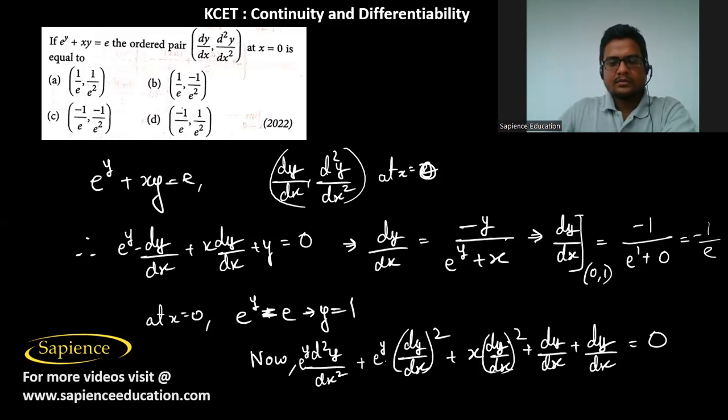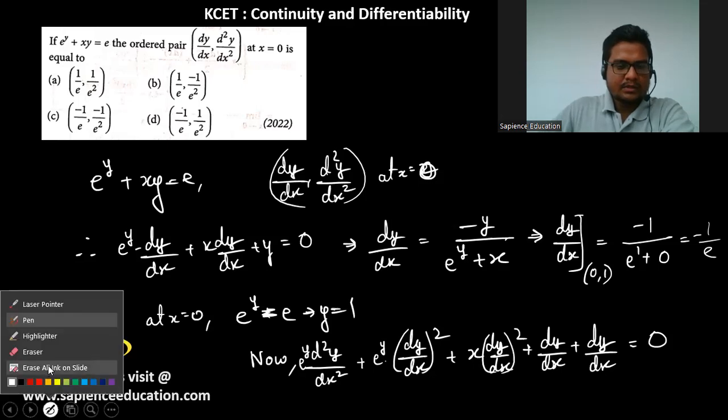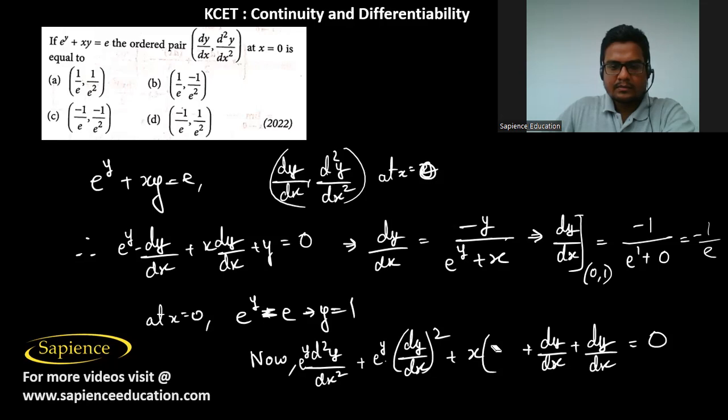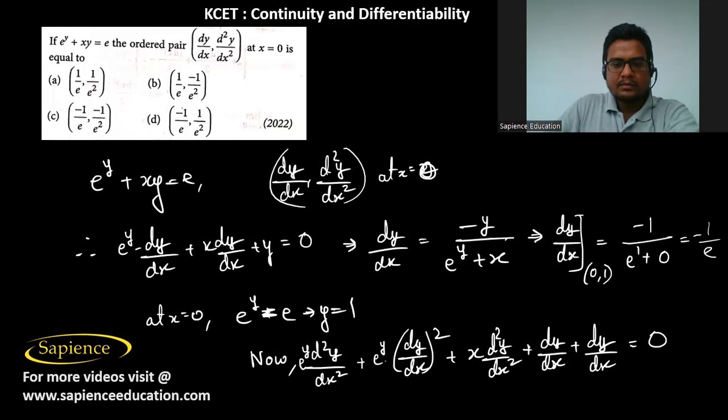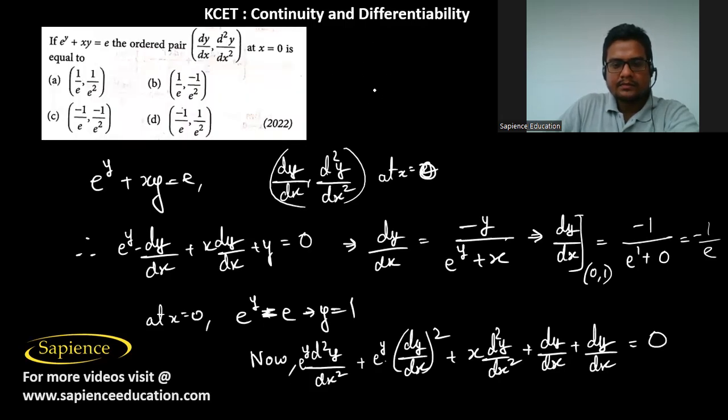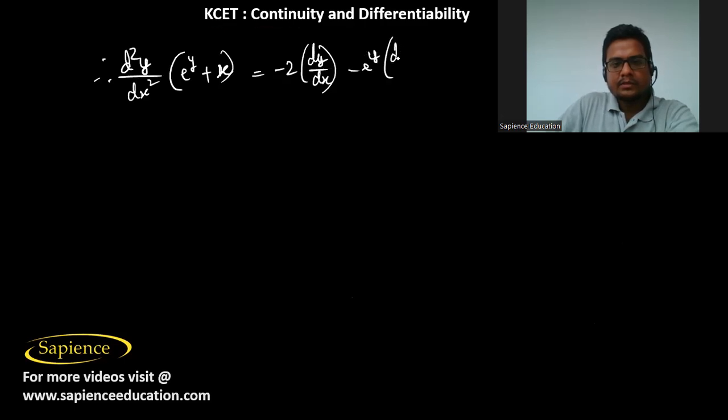So therefore, we can write that d square y by dx square into e power y plus x, that is equal to minus 2 into dy by dx, minus 2 dy by dx, and then minus e power y into dy by dx whole square.